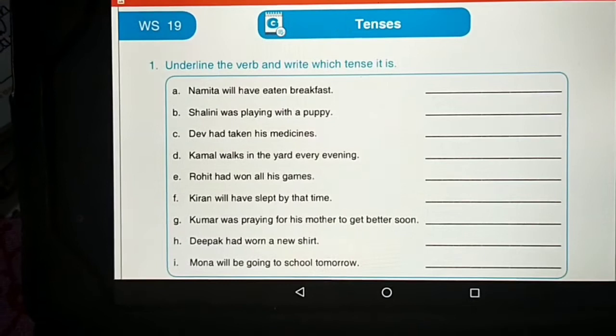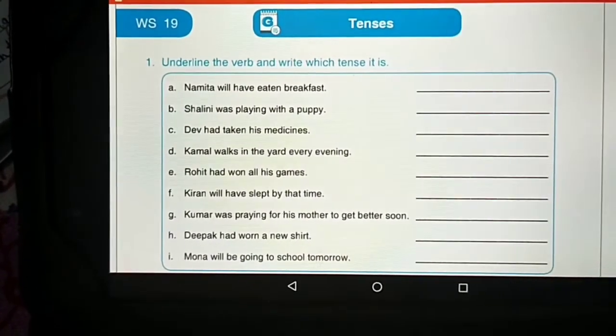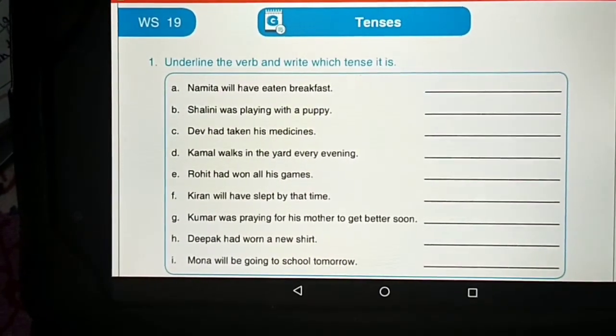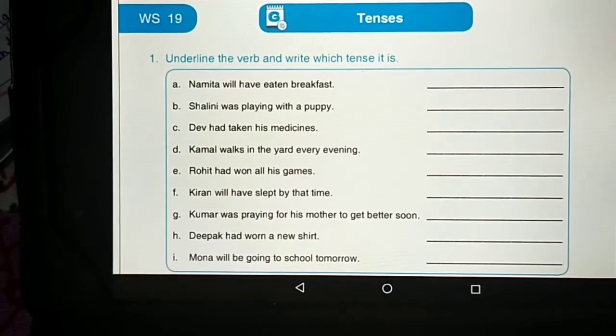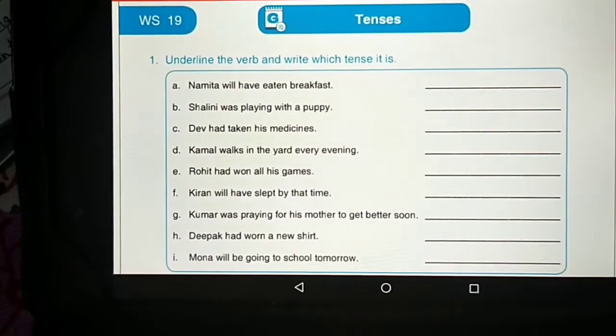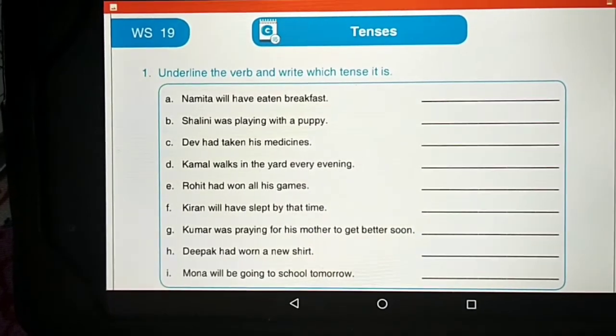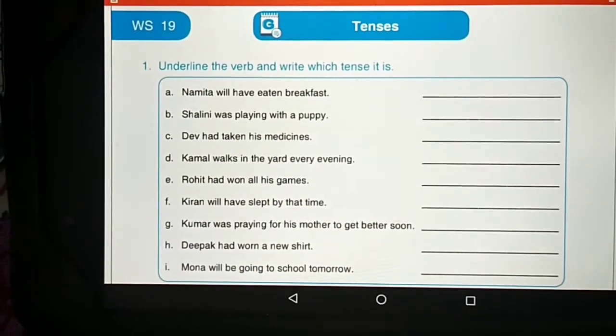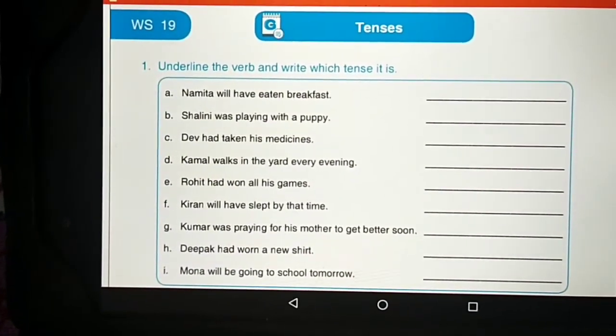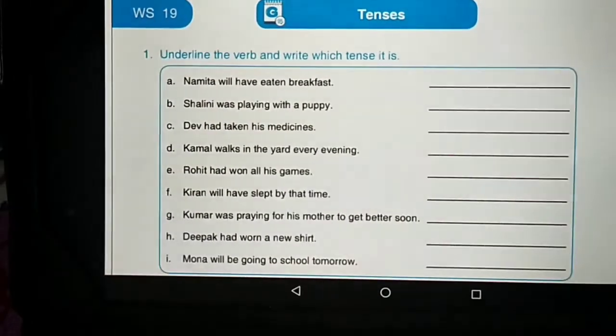In the same way, we will solve next question. Shalini was playing with a puppy. Was means it is past. Playing means it is play plus ing. Ing is used in continuous tense, means it is past continuous tense.